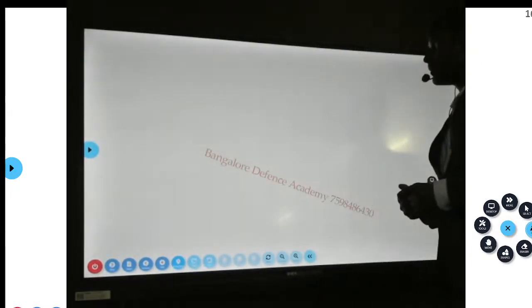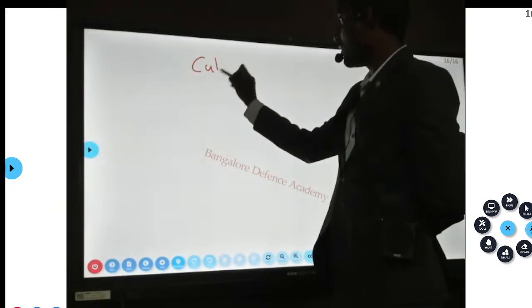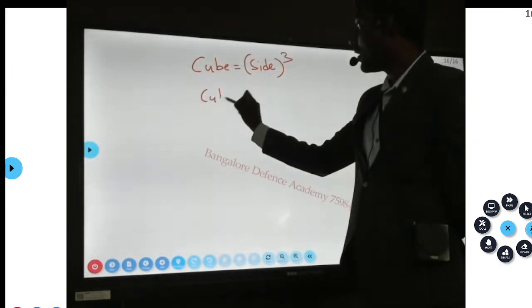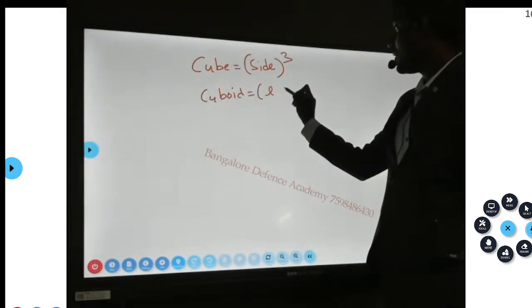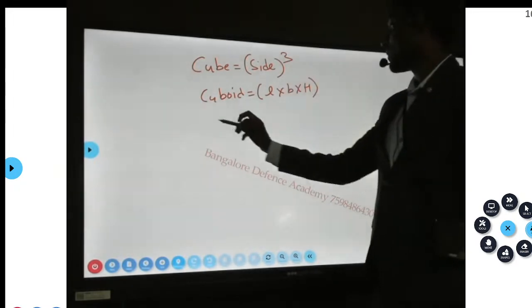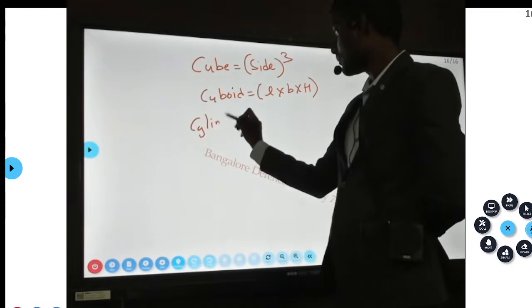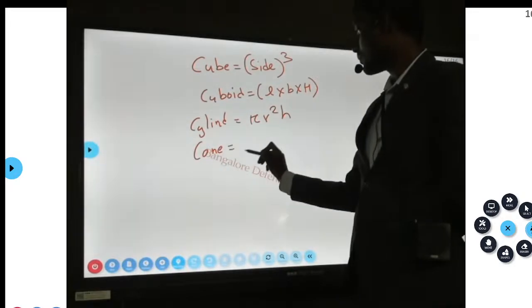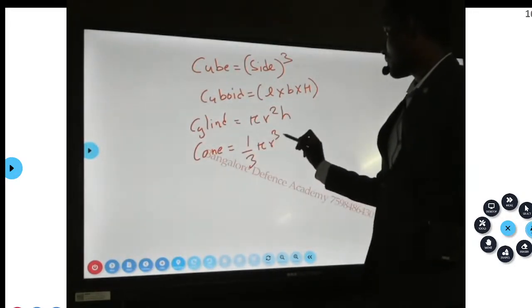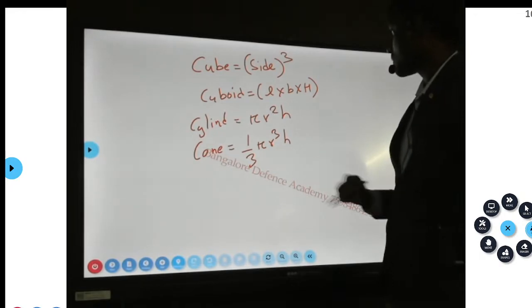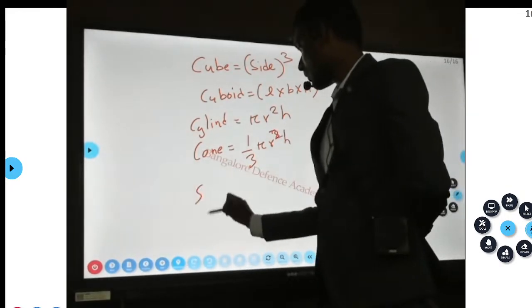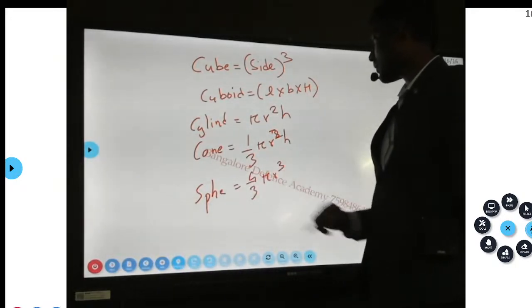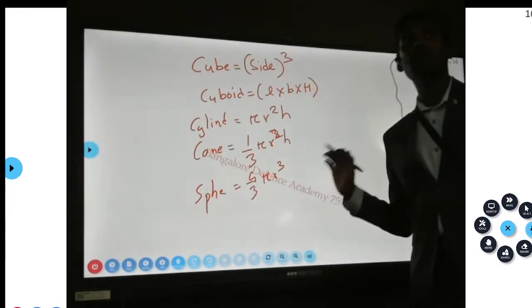After this, you have volume. Okay, tell me what is the formula for volume of cube? Side cube. Okay, volume of cuboid. Length into breadth into height. Okay, next volume of cylinder. Pi r square h. Volume of cone. Pi r cube h, right? No, pi r square h. Cube तो sphere में आएगा. Okay, volume of sphere, 4 by 3 pi r cube. Suppose if I use hemisphere, that means 2 by 3 pi r cube.